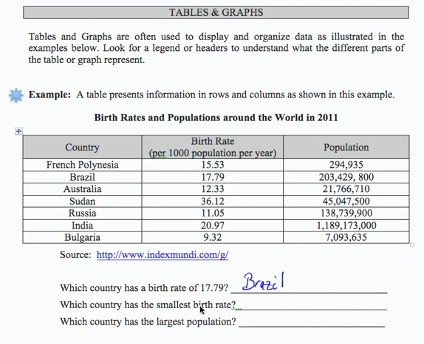Which country has the smallest birth rate? That's going to be, if I look at all of my numbers, 9.32 is the smallest birth rate, and that's going to be Bulgaria.